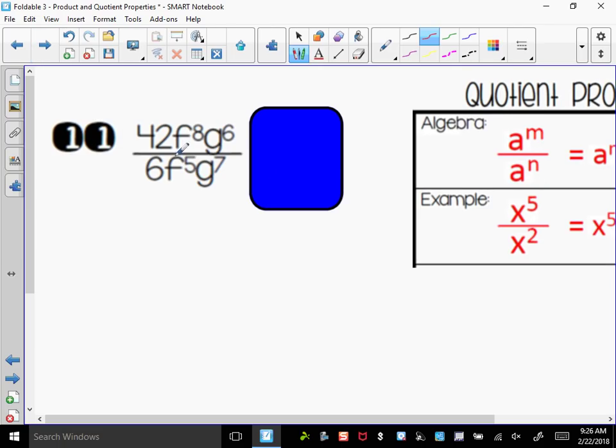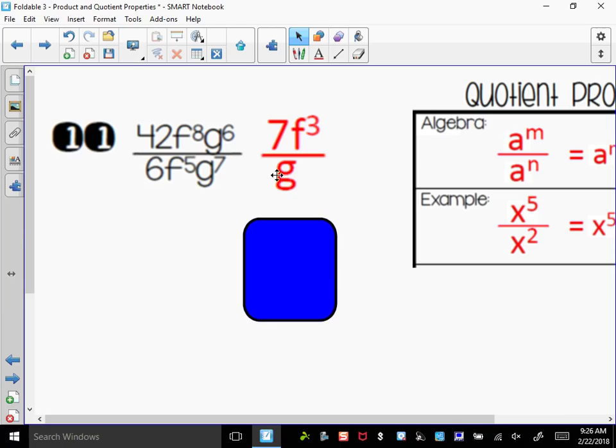All right, next one. So these are simplifying to whole numbers. So 42 divided by 6 is 7. And then look, we have to subtract our f's and we subtract the g's. Now let's pay attention to what happened here. So obviously 8 minus 5 is 3. But look what happened when I did 6 minus 7. Well, 6 minus 7 is what?